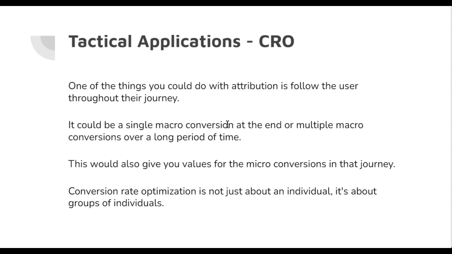Once your metrics have been identified, the next step is to identify which part of your conversion funnel you want to optimize, and that's where attribution can help a lot, because one of the things you can do with attribution is follow the user throughout their journey. It could be a single macro conversion at the end, or multiple macro conversions over a long period of time, and this would also give you values for the micro conversions in that journey.